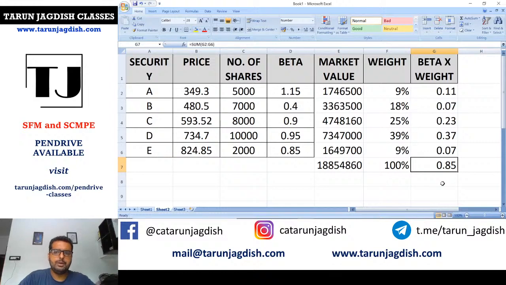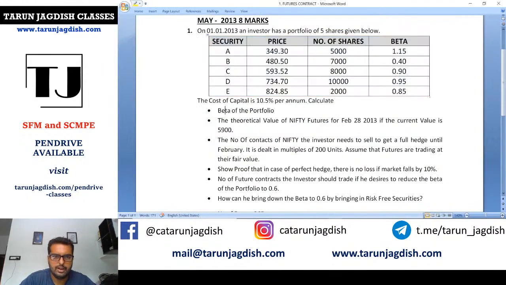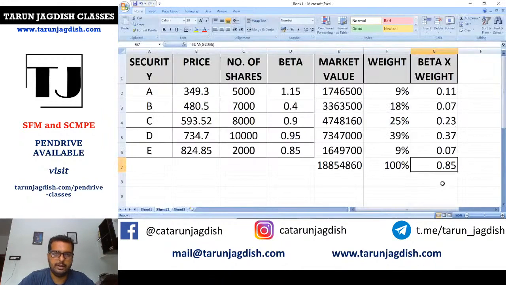We have got the overall beta as how much? 0.85. Let us go then read the first requirement. Friends, first requirement by itself is beta of the portfolio. Have you already got the answer for this one? Now let's read the second requirement. The theoretical value of Nifty future for February 28 if the current value is 5,900.